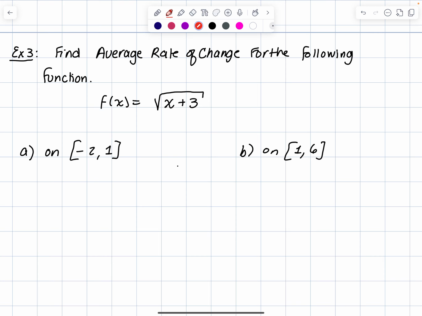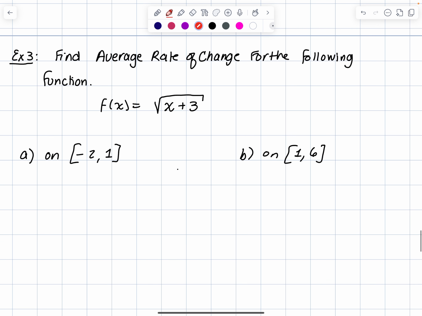The last example we want to do, we want to find the average rate of change for this square root function between all these intervals. So I have 3 intervals that we want to calculate. Now we're not given ordered pairs, we're just given an interval. That's it. So for the first one, when you're not given a graph or the points, you have to get the points yourself. So this is going to be x1, this is x2.